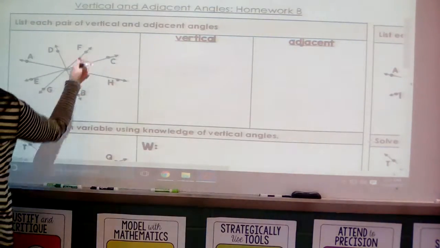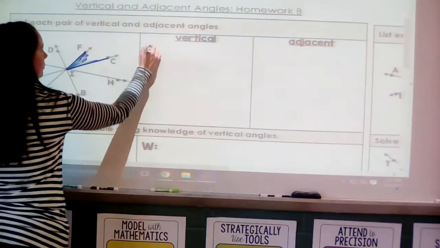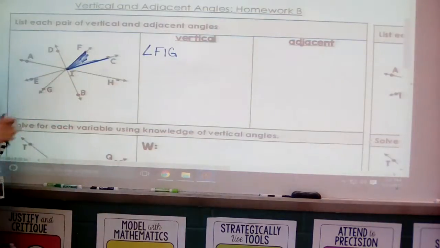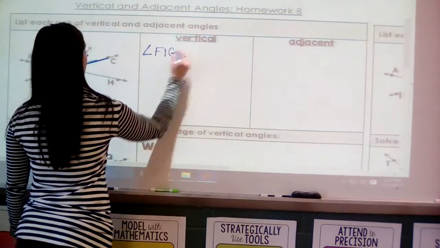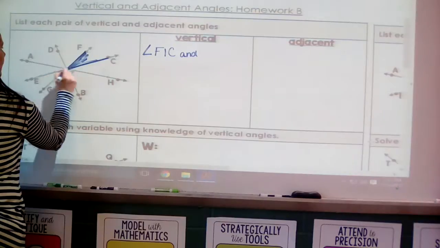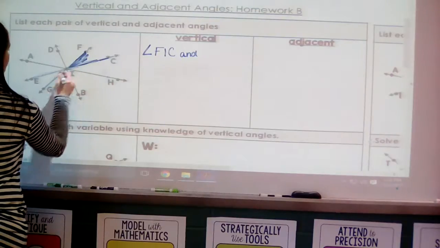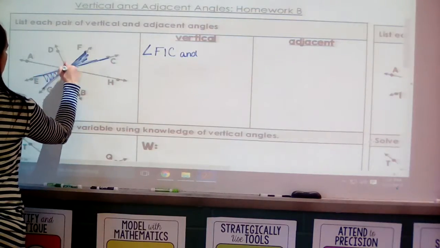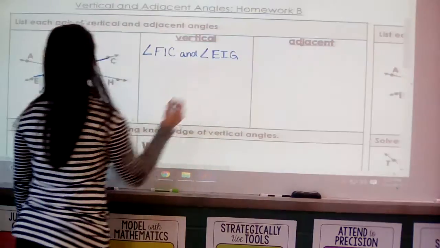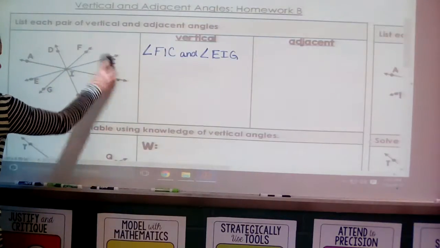So the first pair that I'm going to name, we will start with angle FIC. We name our angles with the vertex listed in the middle. So that's FIC, and the other angle that line C forms and line F, when they intersect, forms this angle here, which will be EIG. So we have angle EIG. And you can see they are directly across from one another, forming vertical angles, and they are congruent.